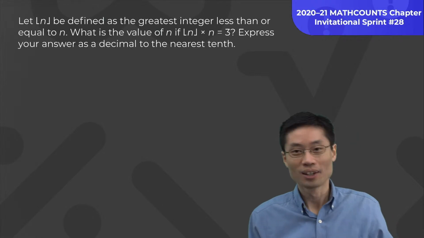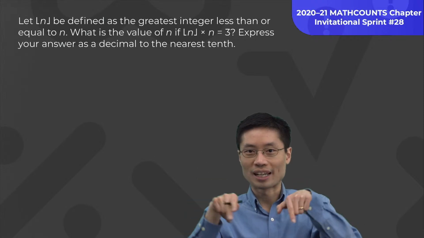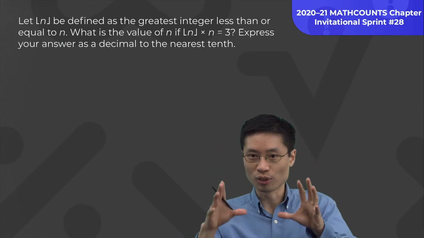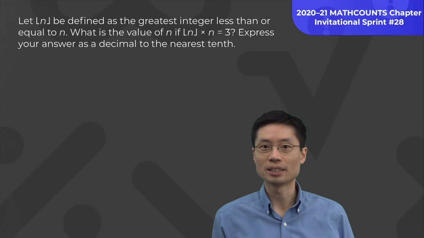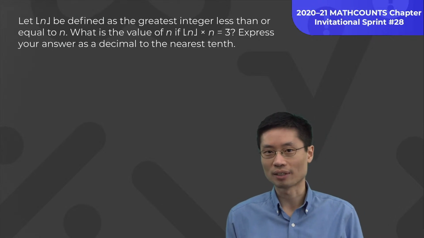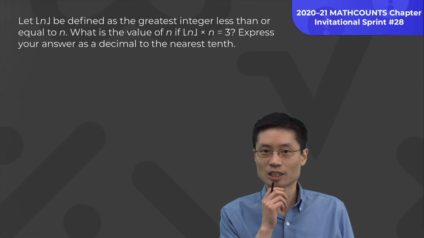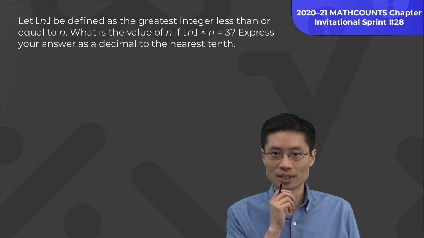It is. Next question. Question 28. Let the floor of n, that's the symbol for floor, it's like you round things down, be defined as the greatest integer less than or equal to n. What is the value of n if the floor of n times n is equal to 3? Express your answer as a decimal to the nearest tenth.